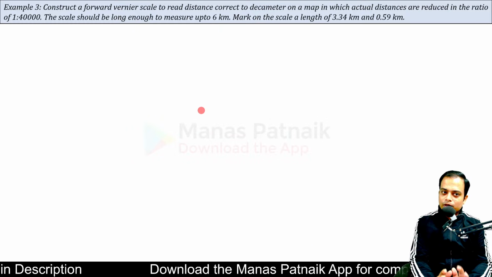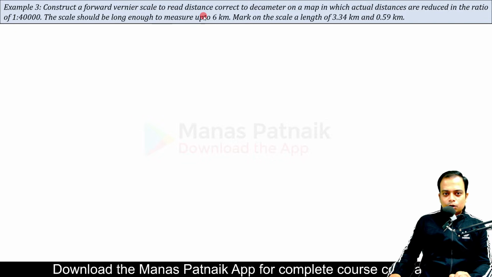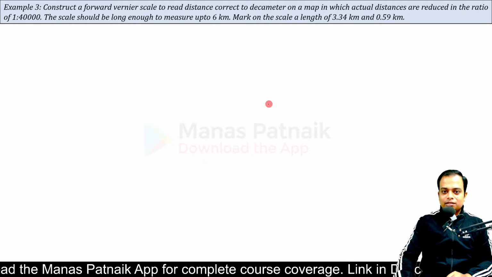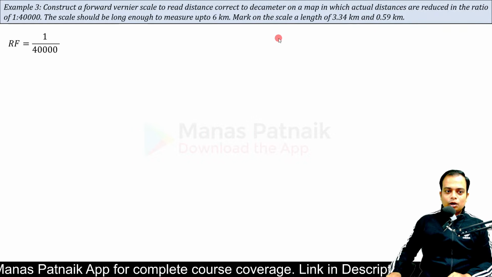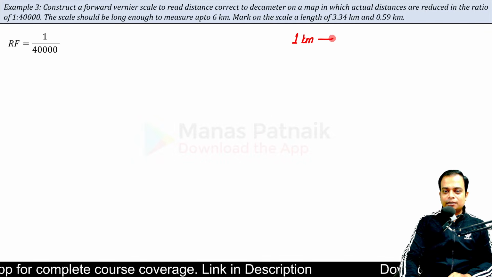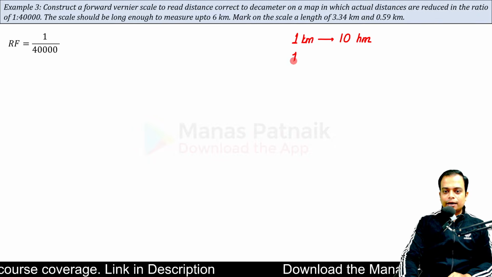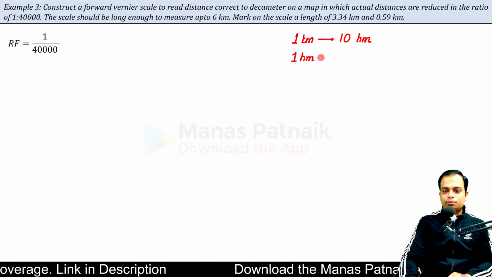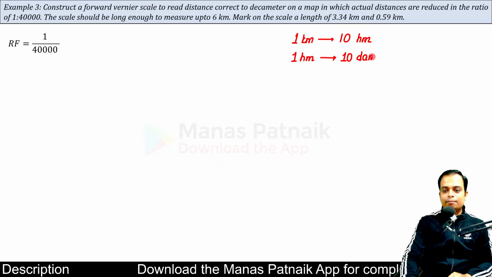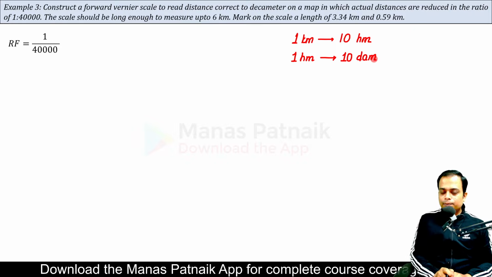So here we go. We need to make a forward vernier scale to read distance, correct, up to a decameter. So what is this decameter? We all know that a kilometer can be expressed in terms of hectometer, that is 10 hm, and a hectometer can be expressed in terms of decameters, that is 10 dam. So this is something that I want all of you to note down.